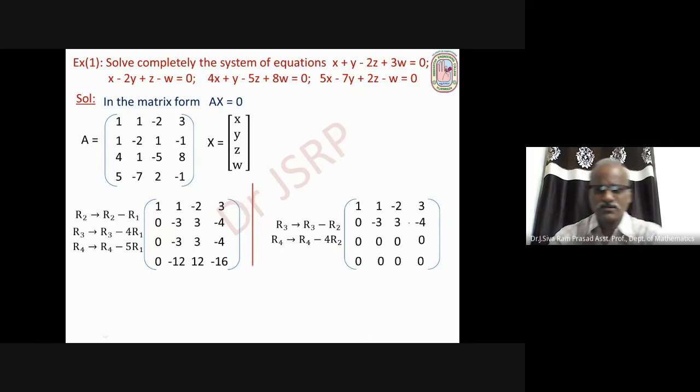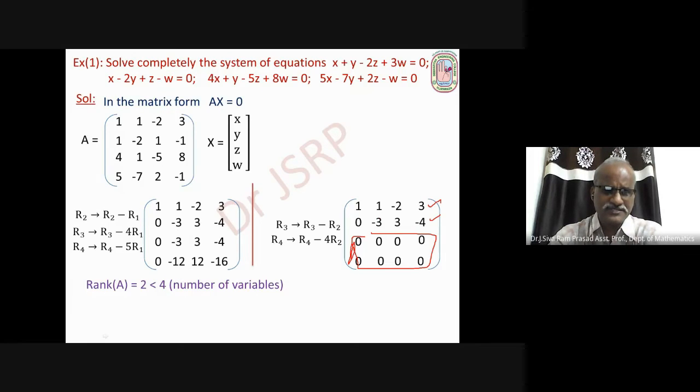Right. Now observe the last two rows are 0 rows. Okay. So this is in echelon form. So last two rows are 0 rows. So number of non-zero rows are 2. Only first two rows are non-zero rows. So rank of A equal to 2. So rank of coefficient matrix A is 2. Now compare this with number of variables. Number of variables 4, x, y, z, w.